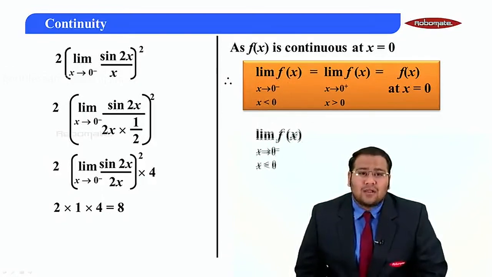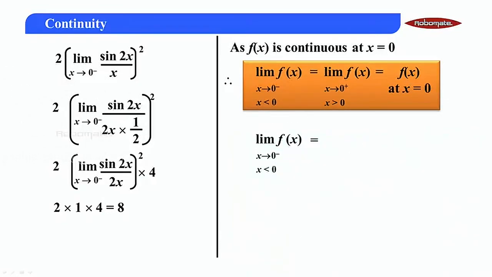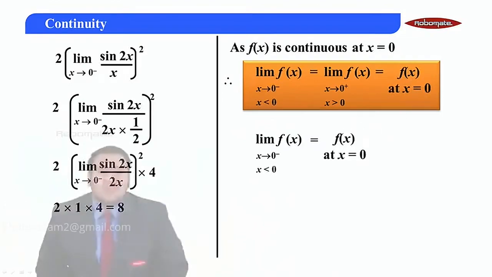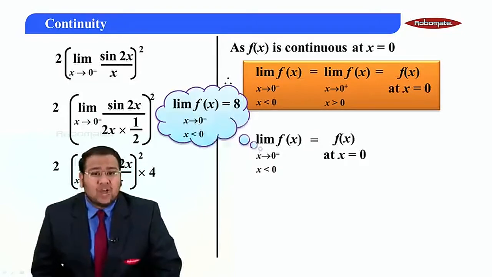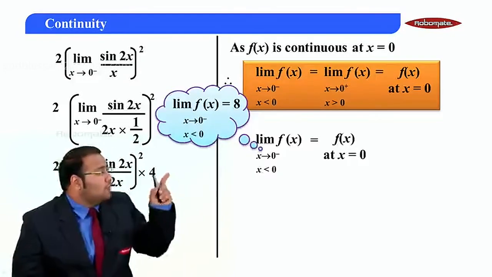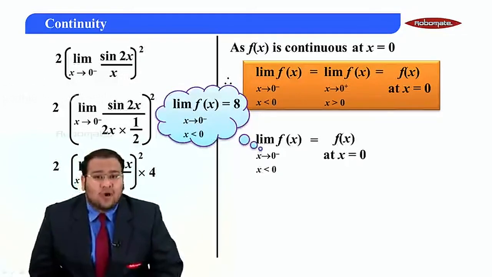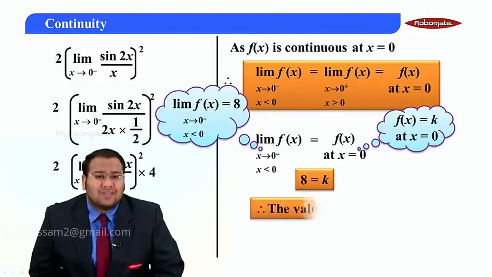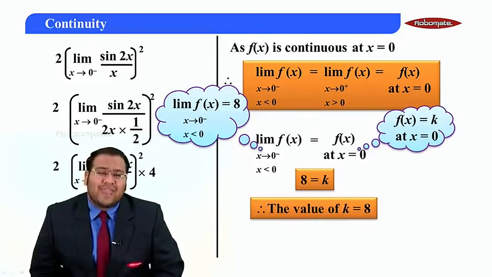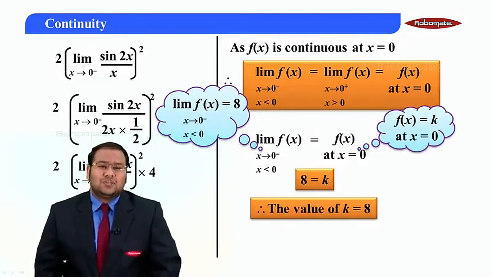You know that the limit f of x as x is tending towards 0 minus is equal to f of x at x equal to 0. We have just now found out the value of this f of x as 8, and the required value was k. So hence I can say that the value of k is given by 8.